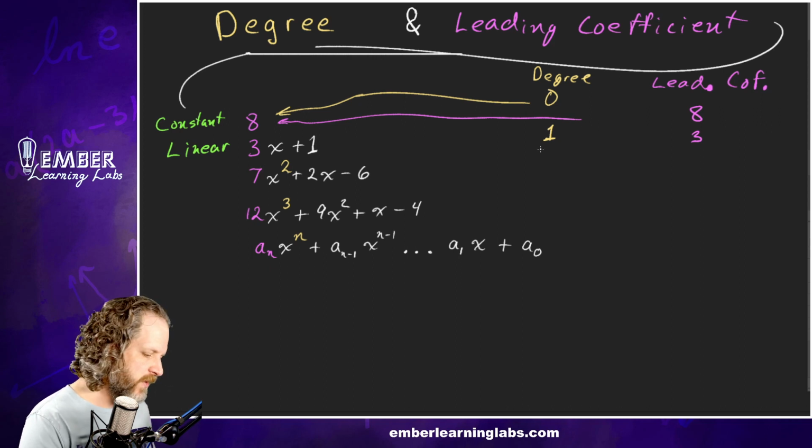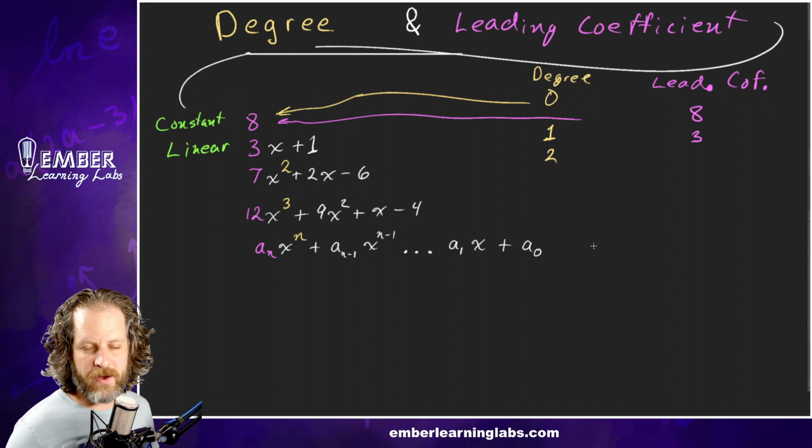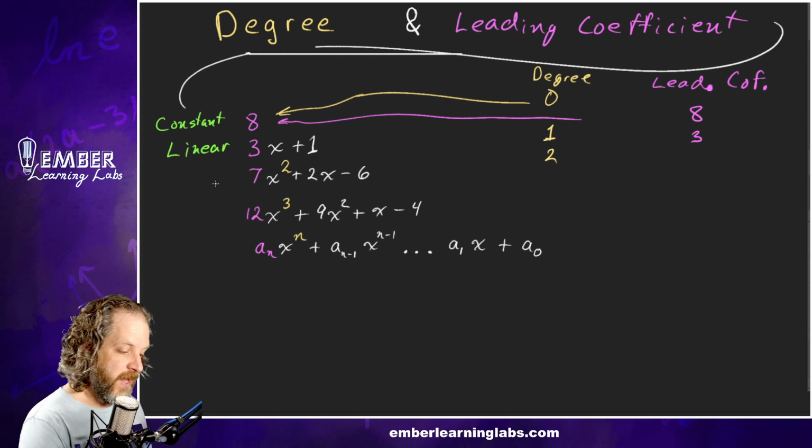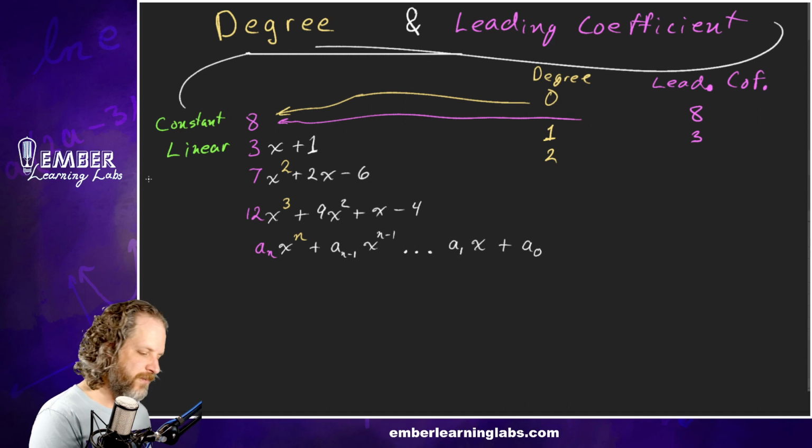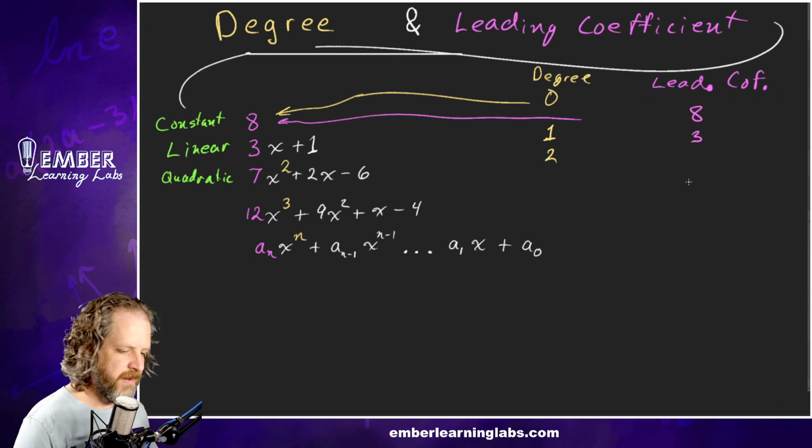This one, the degree would be 2. This is a second degree polynomial. It's also a quadratic. We know that from the last unit. Anyway, quadratic. And this particular quadratic has a leading coefficient of 7.